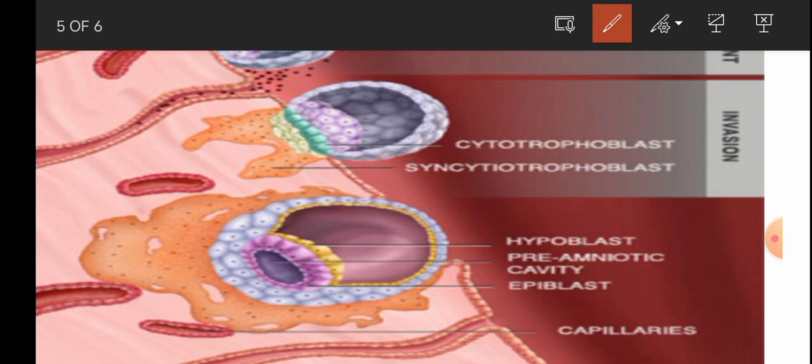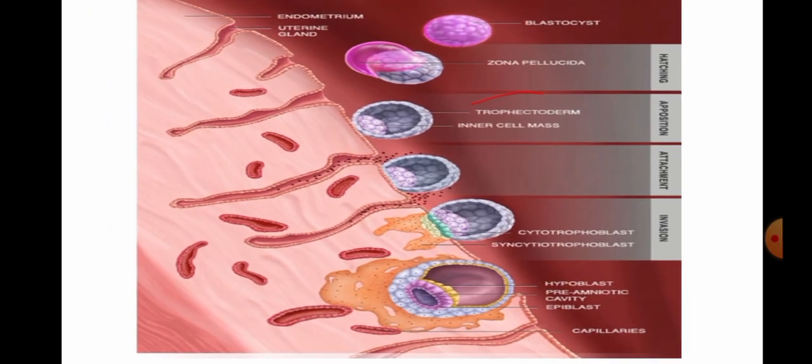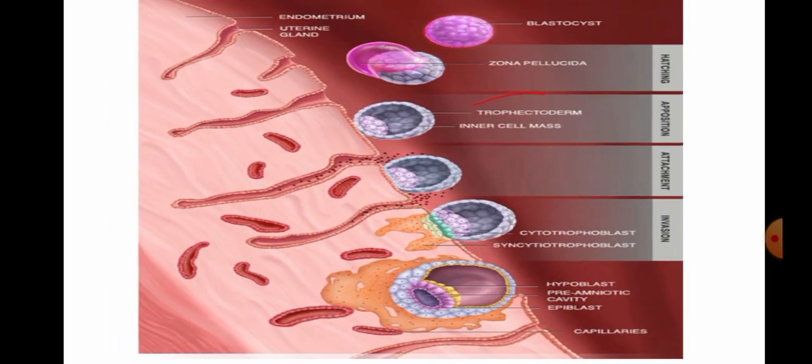So in this process, first is hatching, that is removal of the zona pellucida layer, and then apposition, where it comes into close contact with the uterus, and then attachment occurs, and then invasion occurs, and totally the blastocyst implants into the uterus. So that's how the implantation of the blastocyst occurs. I'll be explaining this in much more detail in my next video, that is the second week of development.